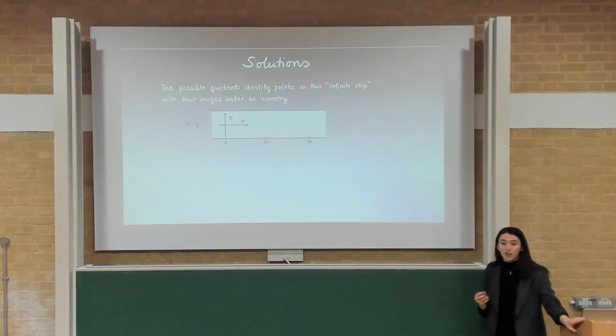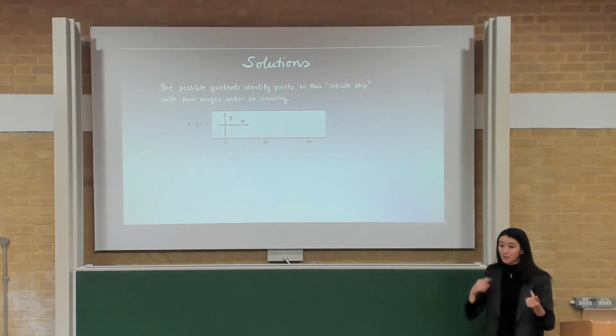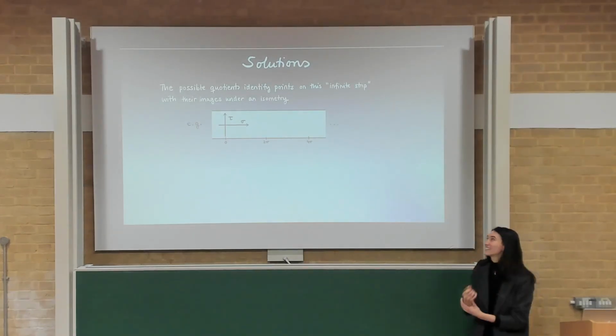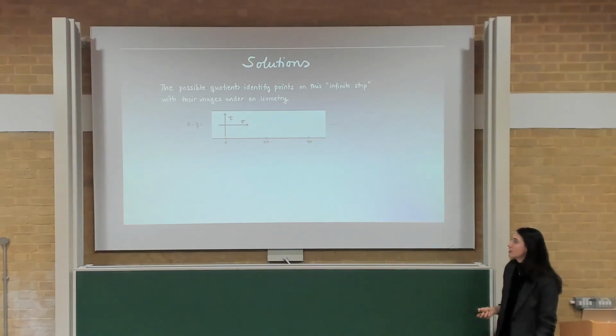More generally, what we can do is quotient this infinite strip, which is the name I'll give informally to the universal cover henceforth. We can quotient by any isometry of this universal cover, of this infinite strip. Quotienting by an isometry ensures that the metric remains smooth after taking this quotient. So these are the possible quotients we can take of it. So we need to understand the isometries of this spacetime.